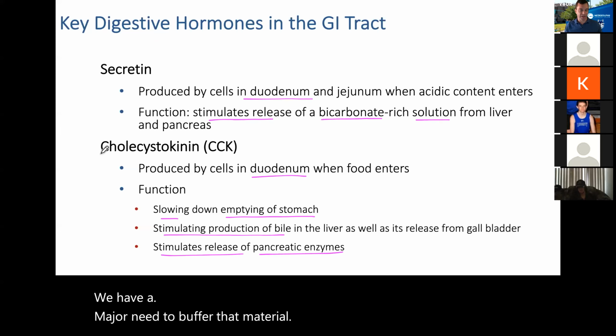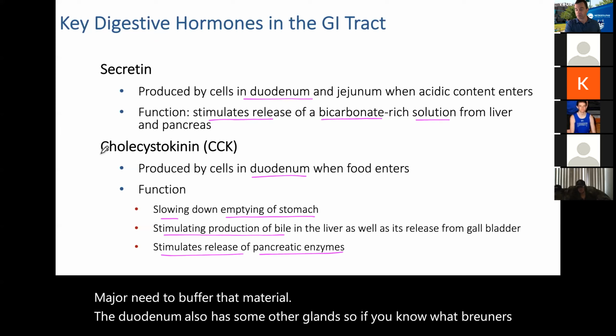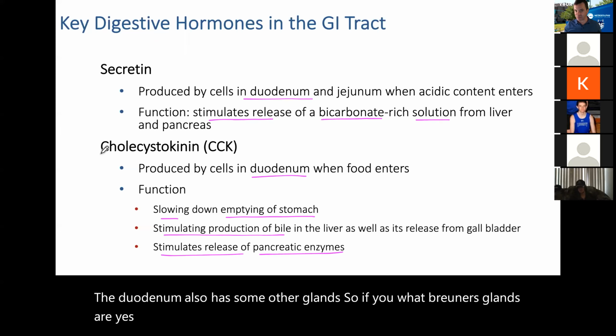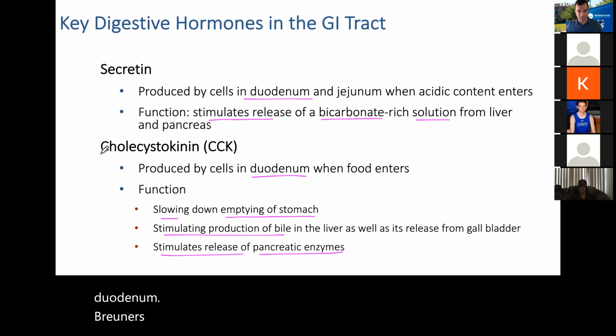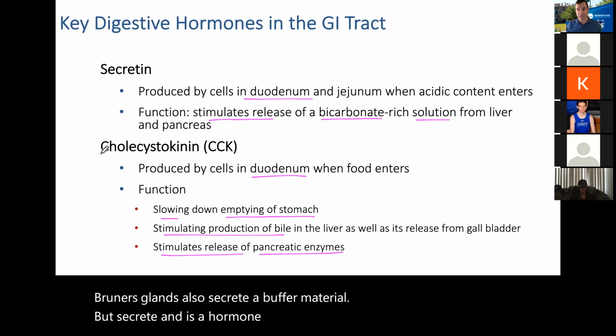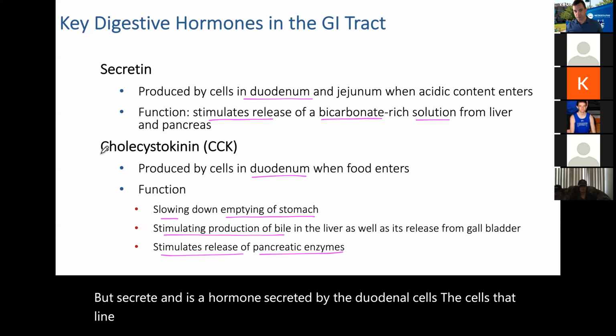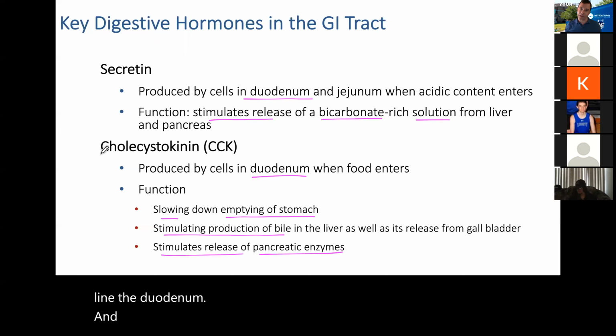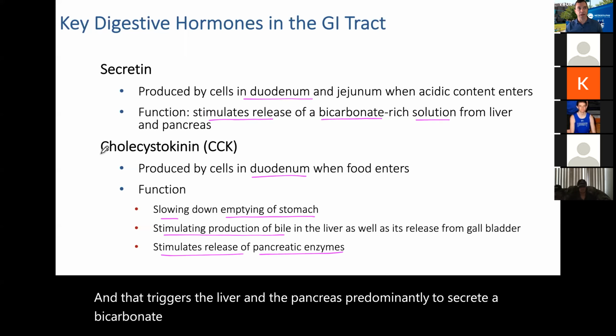The duodenum also has some other glands. So if you know what Brunner's glands are, yes, they're here. Brunner's glands you find within the duodenum. Brunner's glands also secrete a buffer material. But secretin is a hormone secreted by the duodenal cells, the cells that line the duodenum. And that triggers the liver and the pancreas predominantly to secrete a bicarbonate-rich fluid that helps to buffer that acidic chyme. So I don't have an ulcer here.